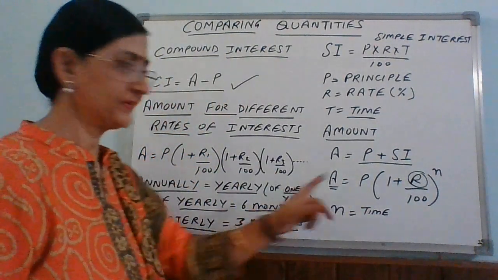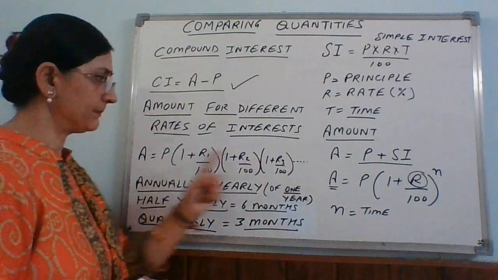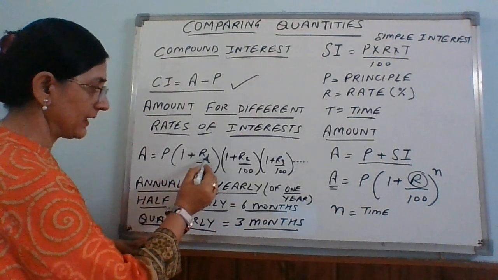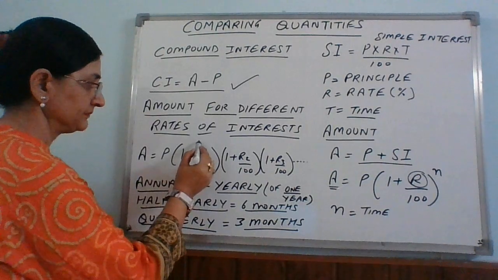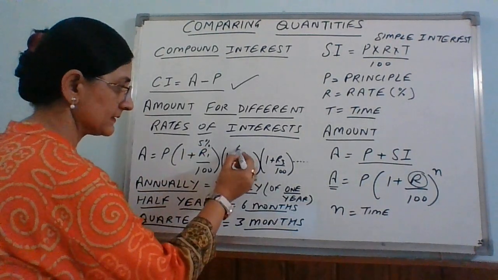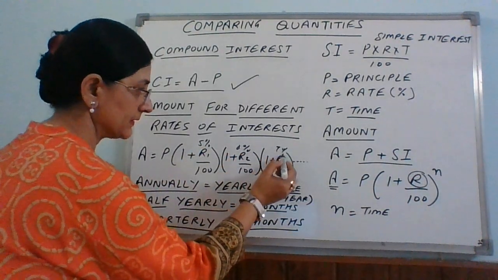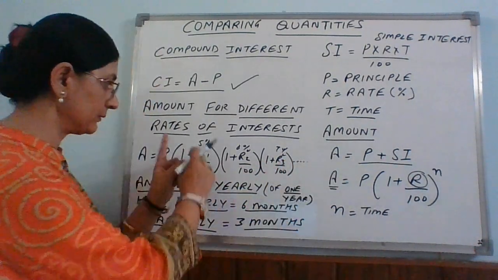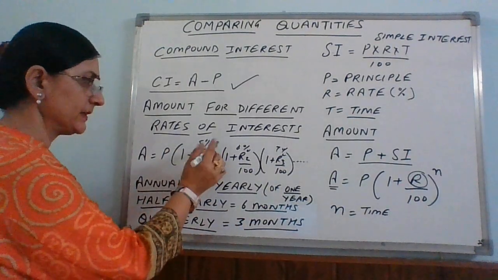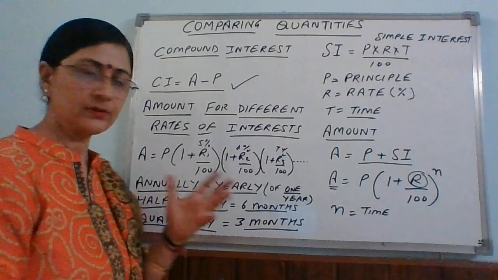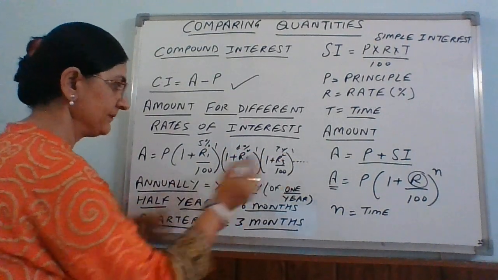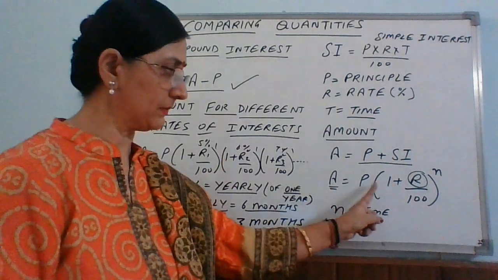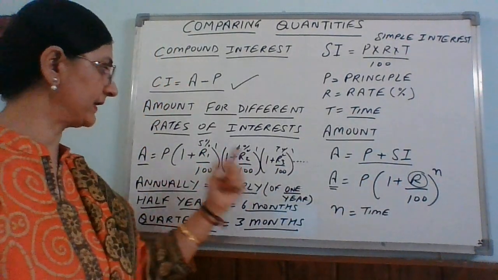The same formula is used. Principal, in the bracket 1 plus rate upon 100. Since we have different rates, I have put here R1, R2, R3. Suppose it is 5%, for the next year it is 6%, for the next year it is 7%, and so on. However many rates you have, 3 rates, 4 rates, 5 rates, accordingly you have to write them in the brackets. In the power you don't have to write anything, like 2 or 3. Why? Because it is per year. For one year, with a separate rate, you are calculating the amount. So it is the same formula, but different rates are multiplied per year.